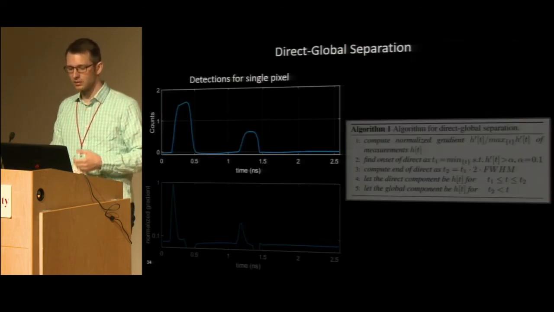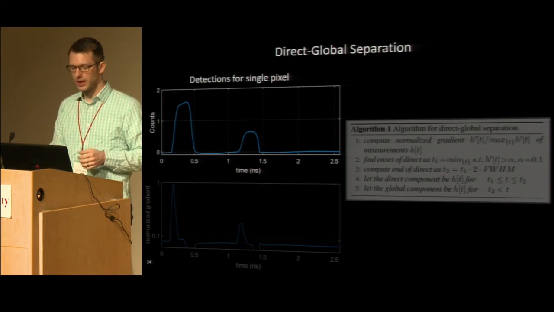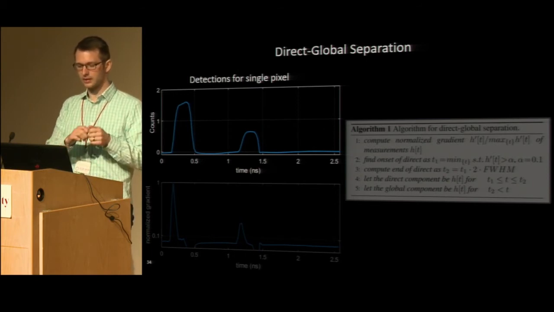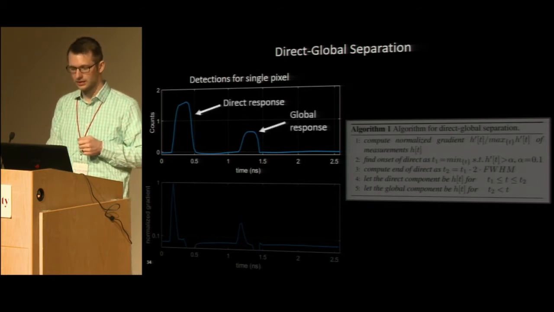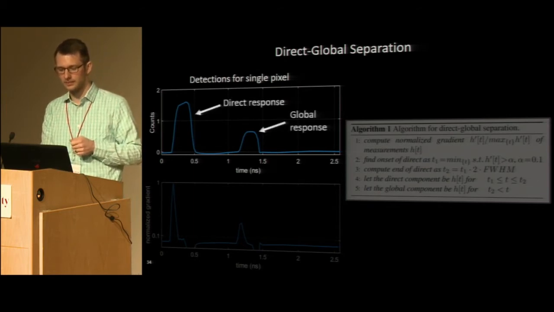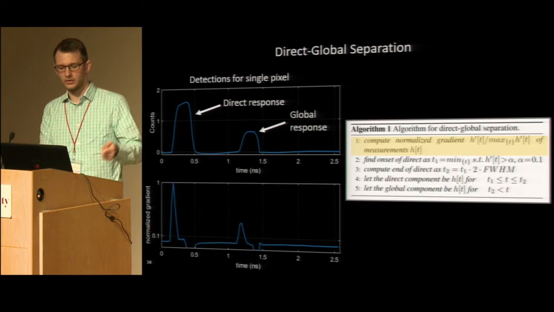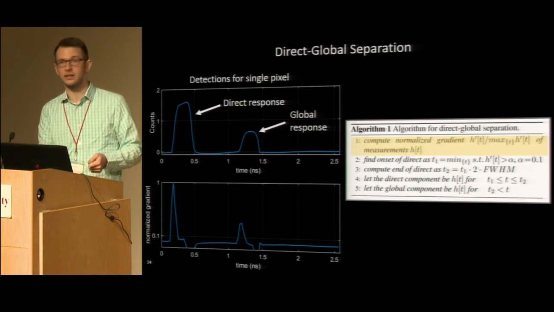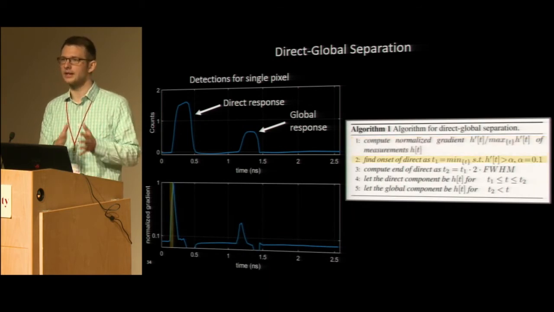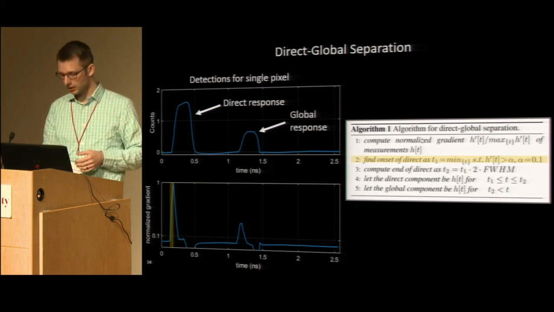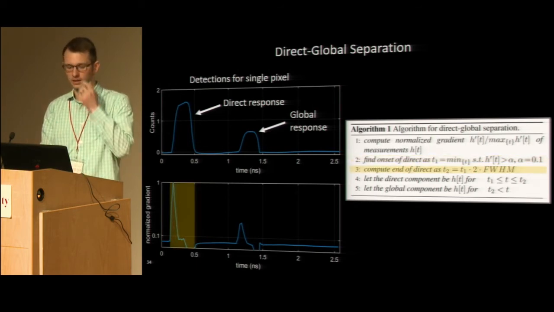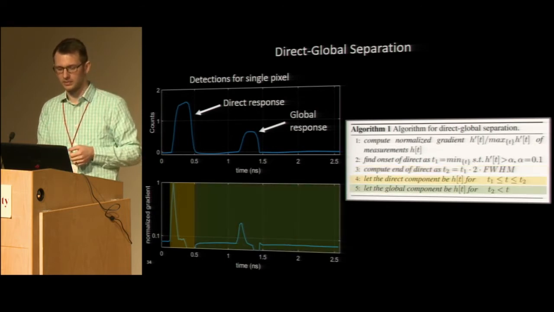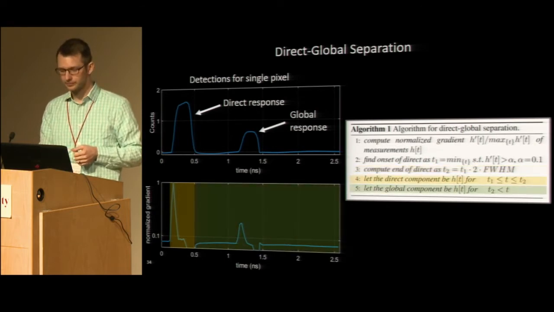So to do this direct-global separation, we just use a very simple algorithm, and here I'm showing the measurements for just a single spatial location of the transient image, and you can see the direct and the global responses here. We compute the normalized gradient of these measurements and find where that exceeds some threshold value, and then given the width of our illumination pulse, we have a good idea of where that direct component should end. And then we set the remainder of the measurements to the global component.